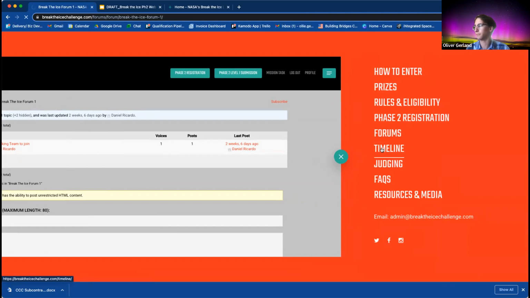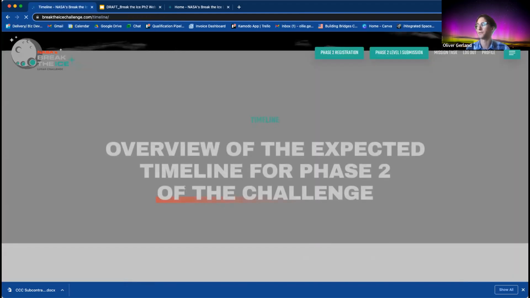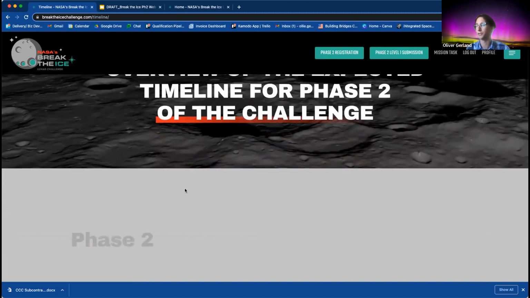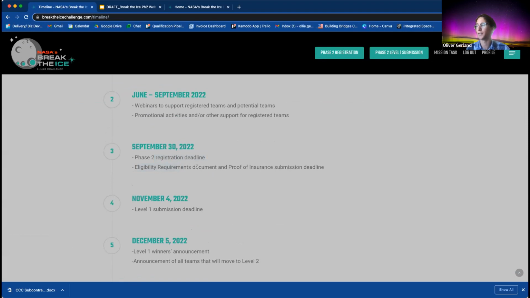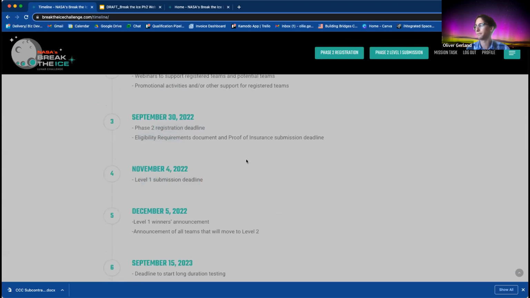The timeline, again, I encourage you just to orient yourself to what the overall key submission dates are. The most important ones are, of course, the phase 2 registration deadline and then the level 1 submission deadline.